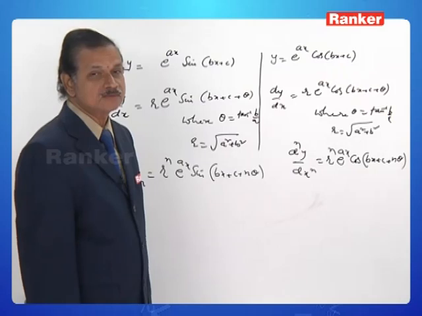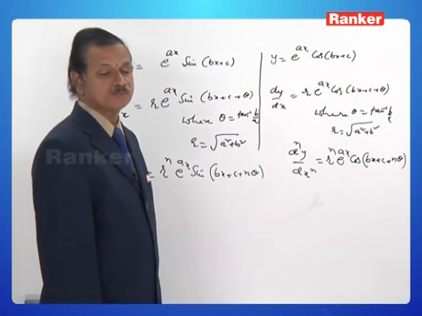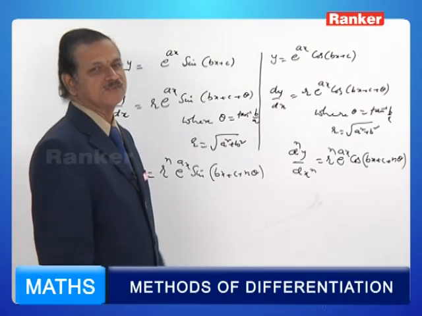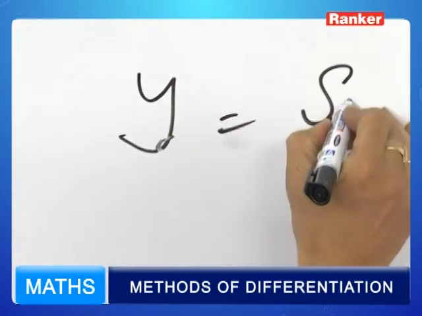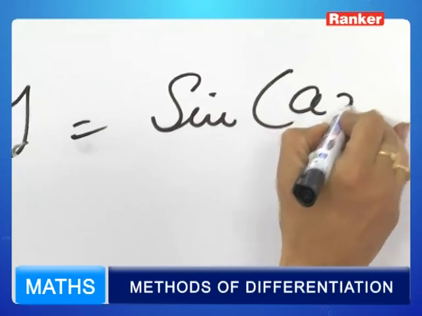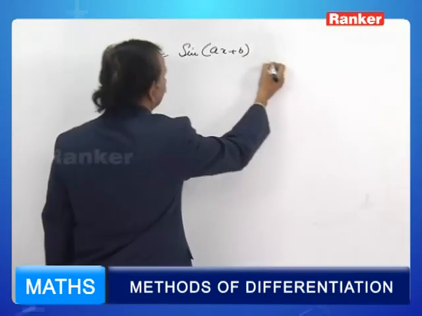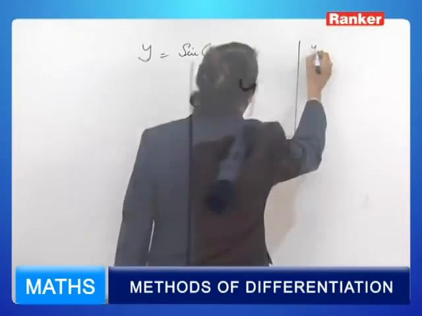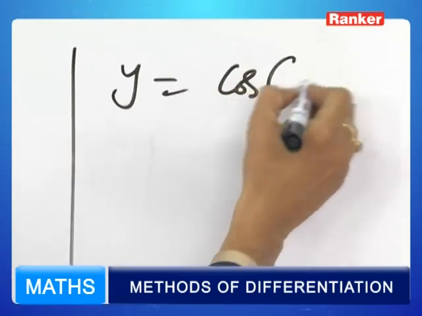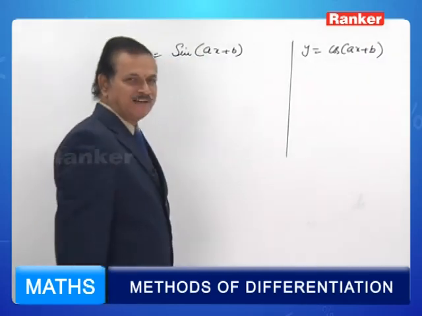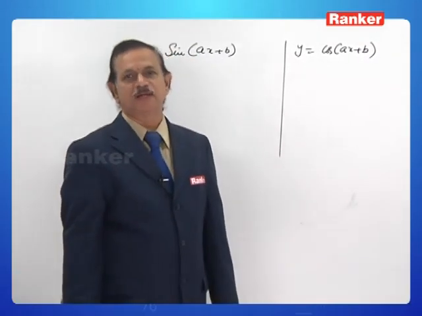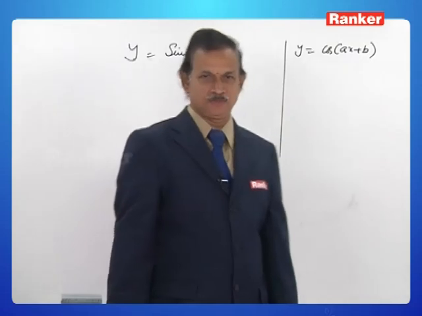In the absence of e power x, what happens to sine of ax plus b and sine of bx plus c? Let us see them. Y is equal to sine of ax plus b and y is equal to cos of ax plus b.